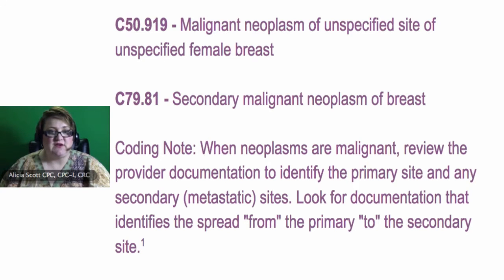There's a coding note that I found that really worded it well, so I took it from that site and footnoted it there. When neoplasms are malignant, you get to review the provider documentation to identify the primary site and any secondary, and notice they put in brackets here, metastatic sites. Look for documentation that identifies the spread from the primary site to the secondary site. The reason this really popped for me is because they said secondary metastatic site.